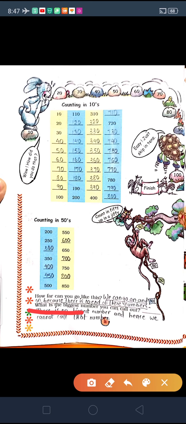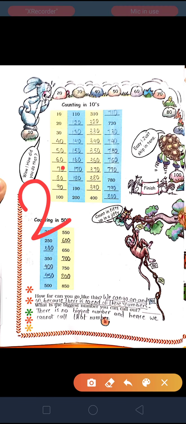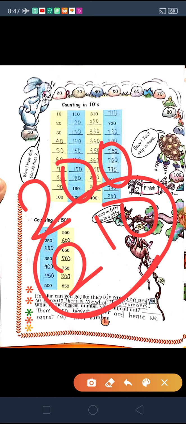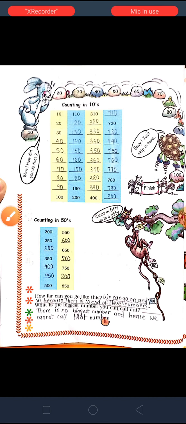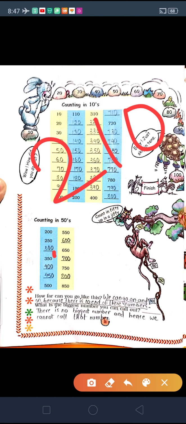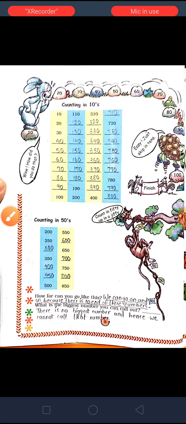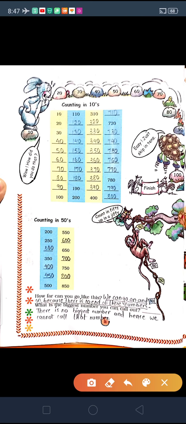Next is, what is the biggest number you can call out? We cannot call out any bigger number. If you write two numbers like 200 and 210, 210 is the biggest number. But again, if I write 210 and 300, the number changes, it becomes 300, the biggest number. So if the numbers go on and on, we cannot say which is the biggest number. There is no biggest number, and hence we cannot call it out.